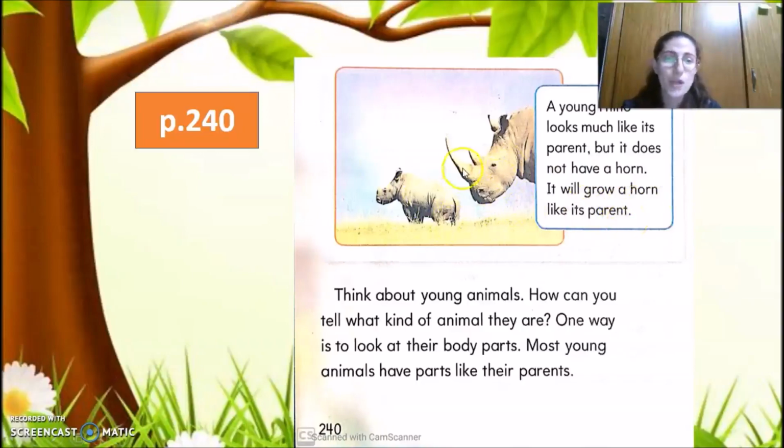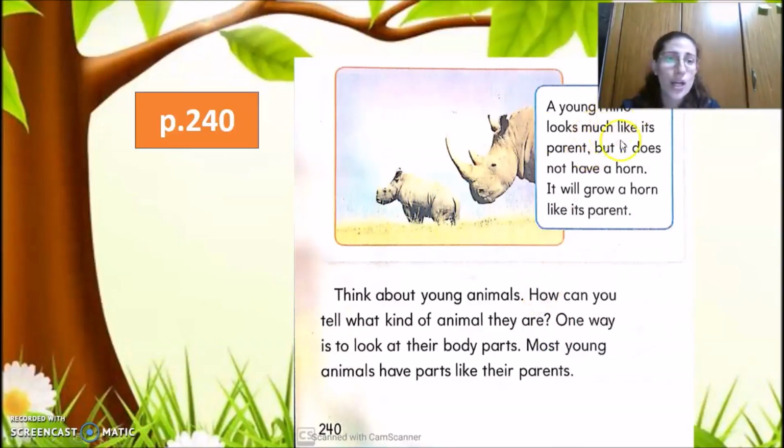So, if we observe carefully, they're telling us that the young rhino looks very much like its parent, right? We could see it clearly because they share almost all of the same parts, but they are of different sizes. The young rhino is smaller in size than the parent rhino, right? But the young rhino doesn't have a horn, while the parent rhino has a horn, okay? And they're telling us that as the young rhino grows day after day, it will grow the horn to look like its parent. Clear? Let's read it one more time, then we'll continue.